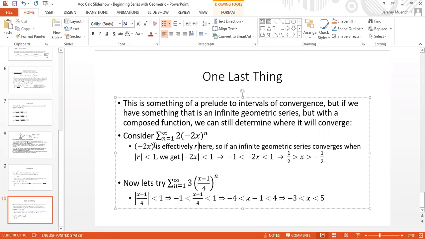So -2x is effectively r here. So if it should converge when absolute value of r is less than 1, then we need to just check absolute value of -2x less than 1. So that means -1 less than -2x less than 1, which when we divide everything by -2, we have to flip the signs. We get 1/2 greater than x greater than -1/2. So if x is in here, the series converges. That's it. That's how we find intervals of convergence for geometric series, at least.